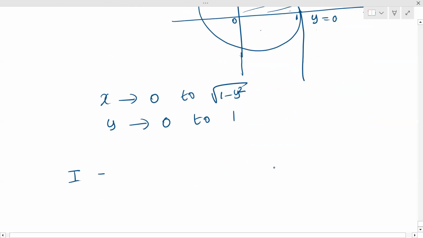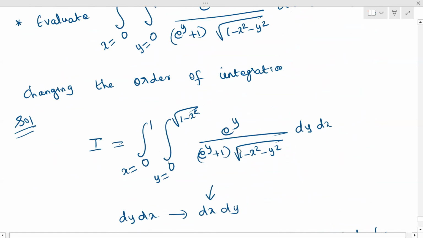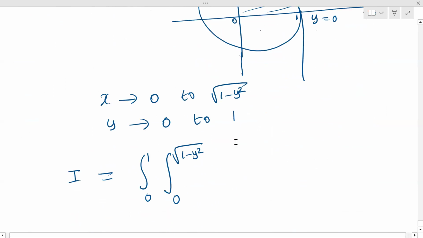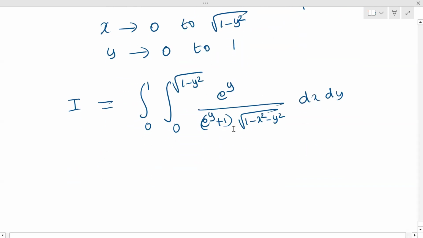So our integration is y from 0 to 1 and x from 0 to root of 1 minus y square. And what is our function? This is the function, e power y by e power y plus 1, into 1 by root of 1 minus x square minus y square, dx dy. So first integration with respect to x. Integration with respect to x means y is constant.